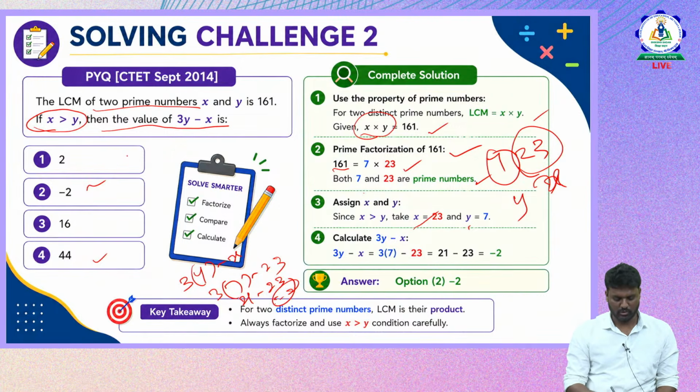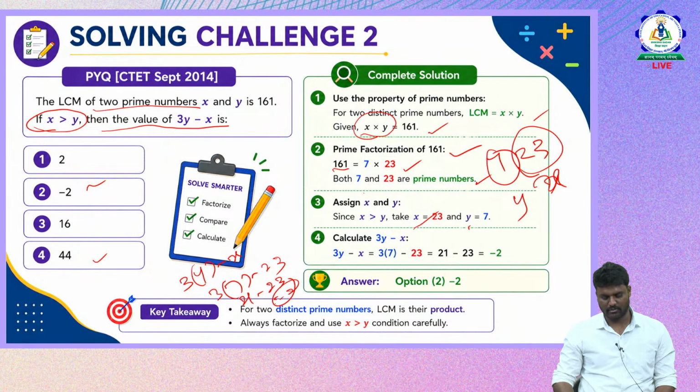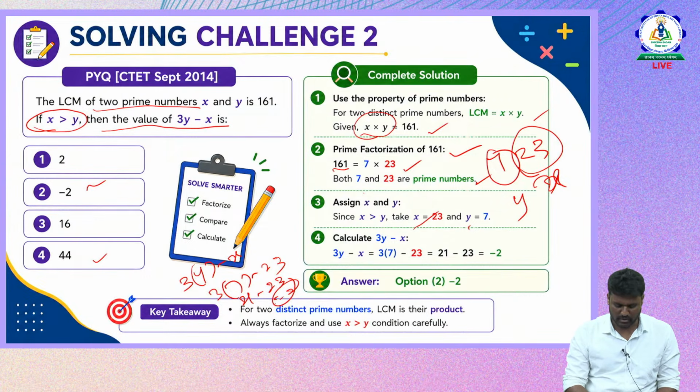You don't need to do this much work. When you get the x value, you can identify the answer by seeing the options itself. For any two distinct prime numbers, the LCM is the product. So always factorize, and use the condition x greater than y very carefully when applying this concept.